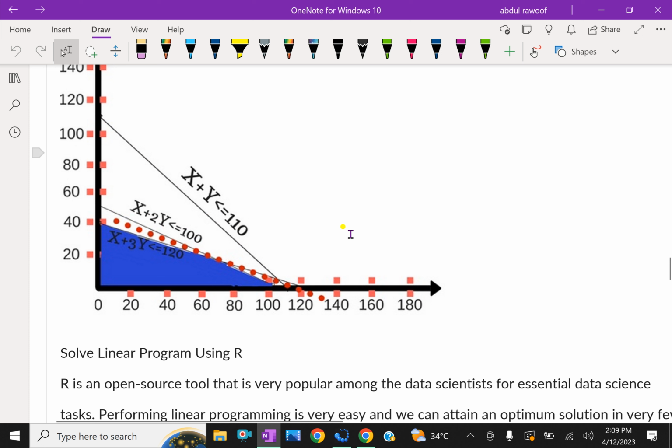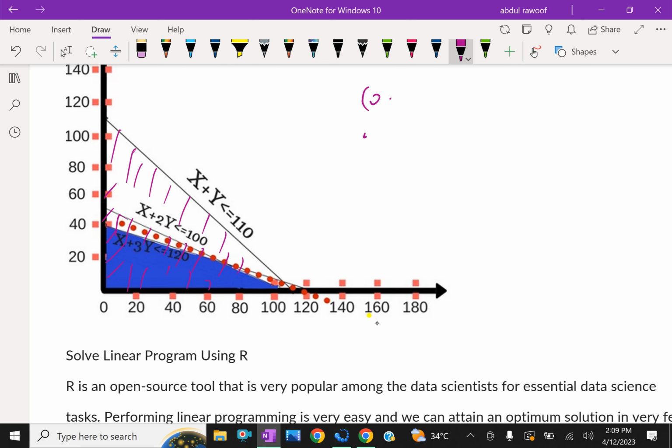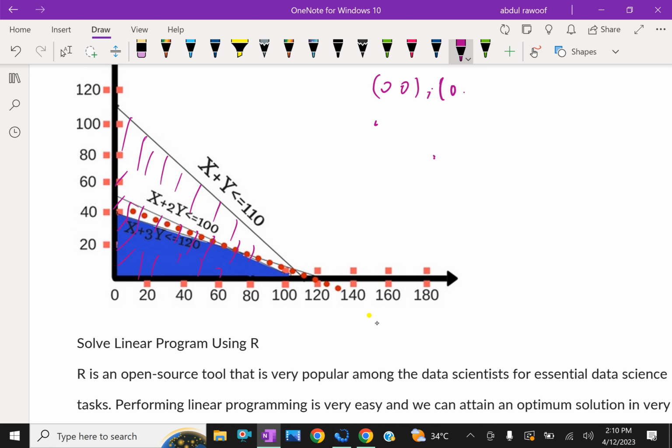Now the feasible solutions. Suppose we are shading downward, and the x constraint and y constraint are upward. All the feasible solutions are here. The blue area is the feasible solutions. You can write what the points are here. First this is 0, 0. Next is 0, 40, where x is 0. And 100, 0.